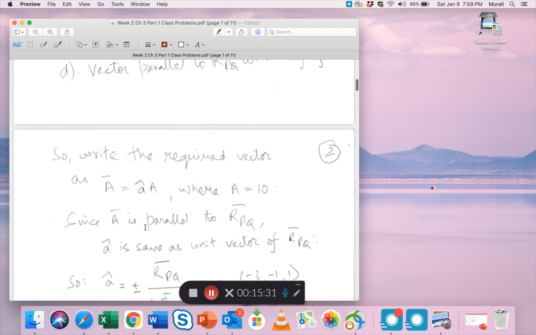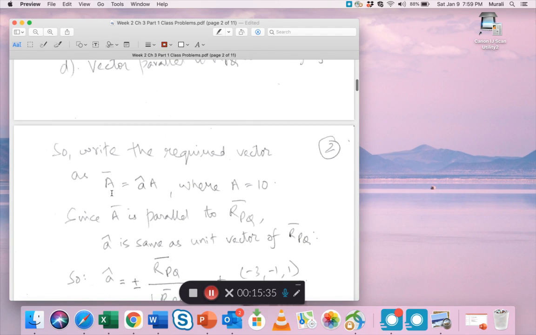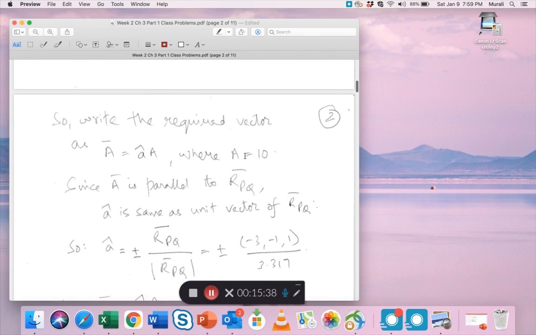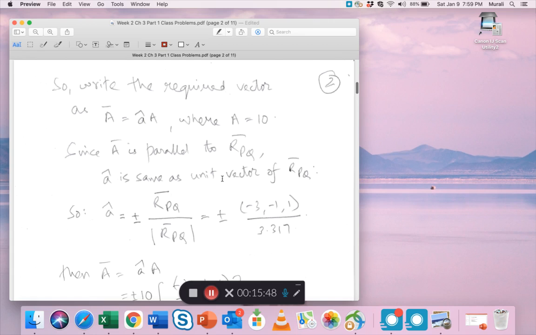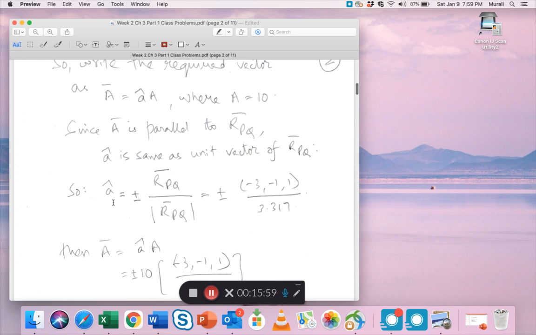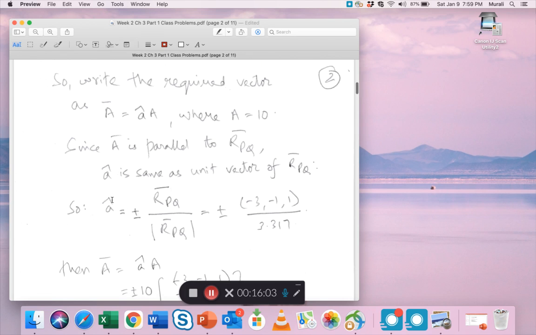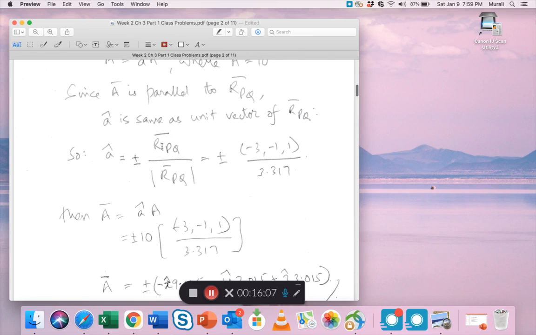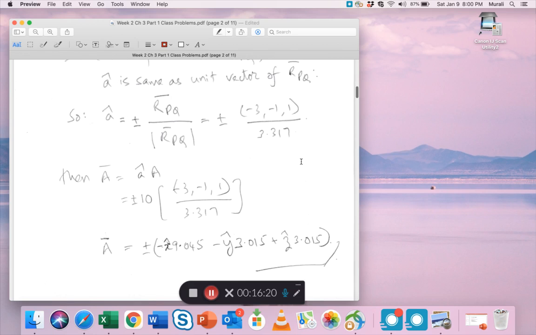Now that's a little bit tricky. So write the required vector as A equals this, right? Where A, the scalar magnitude, is given to be 10. Since A is parallel to R PQ, A is the same as the unit vector of this, right? Because we want them to be parallel, so the unit vector is showing in the same direction. So A, which is the unit vector of the new required vector, you just calculate based on the original vector, which is R PQ, the line that connects P and Q. So take the original vector divided by the magnitude and you will get a vector which is the unit vector.